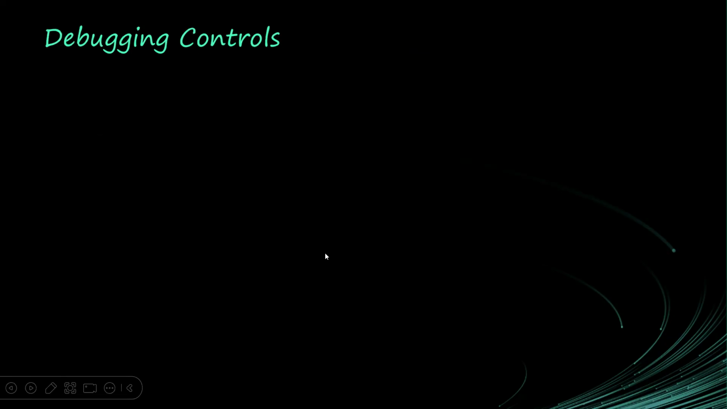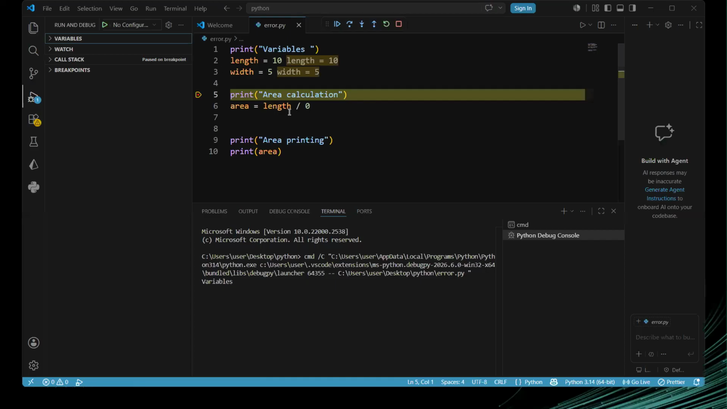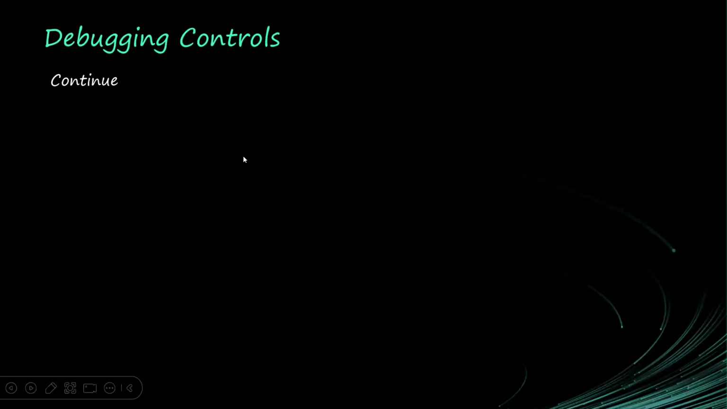Okay, so look at it. If you did not see me do it, just take the video back and do so. You can see now that this program is running in debugging mode. Take the video back to understand what I did. All right. So let's talk about some debugging controls.